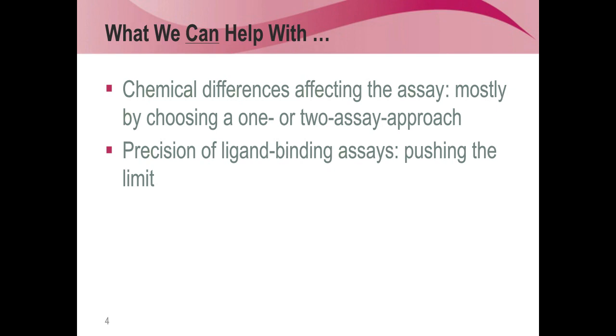We will be able to characterize if they are present, and this will inform us on how to further proceed in our bioanalytical strategy. Mostly this means choosing between a 1 or 2 assay approach, so having a single assay for detecting both the biosimilar and the innovator, or using 2 assays for detecting either one or the other.